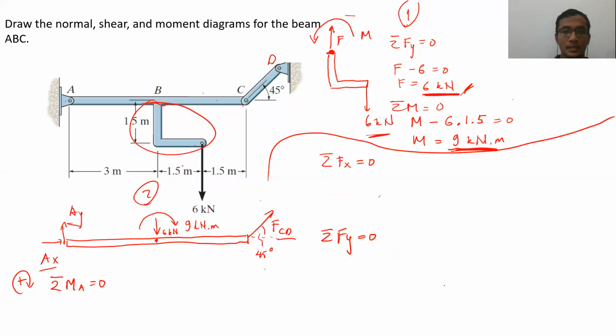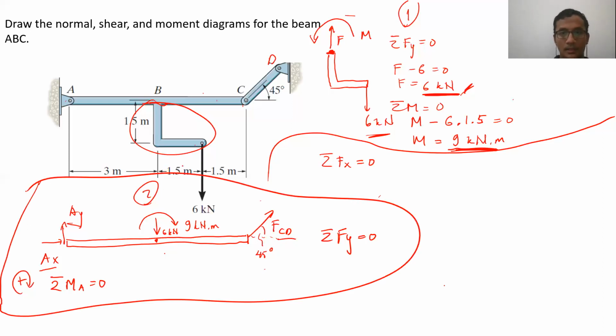if we put it there, you can see the 6 kilonewton is supposed to be going down like this, and then the 9 kilonewton meter is supposed to be going clockwise instead of counterclockwise. That's why now this is our main free body diagram that we're supposed to solve in order to get all the external forces that we need.